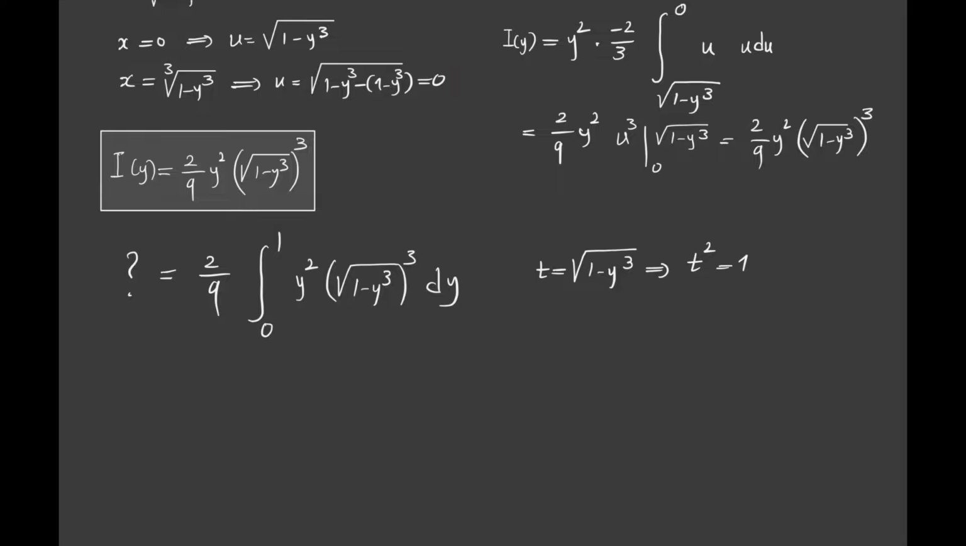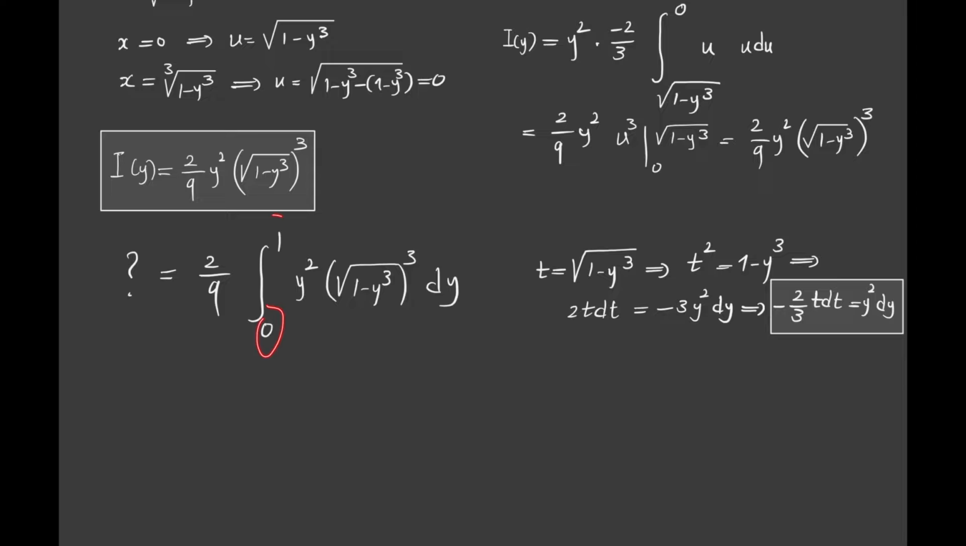This is also, by the way, a good technique to learn. And then I differentiate both sides, so it becomes 2t dt. The other side becomes minus 3y squared dy. But again, the combination I need is y squared dy, so this will motivate me to divide everything by minus 3. Okay, so let me also keep that. And again, I have to take care of my limits.